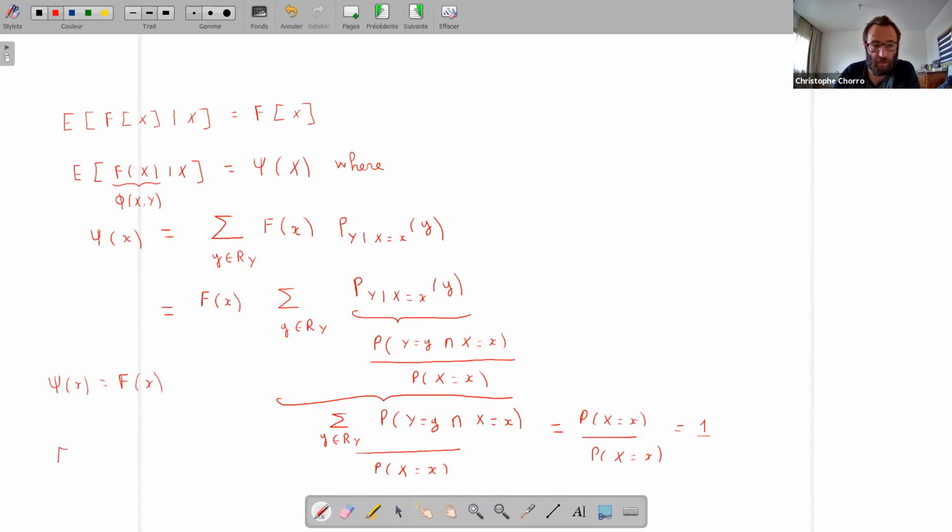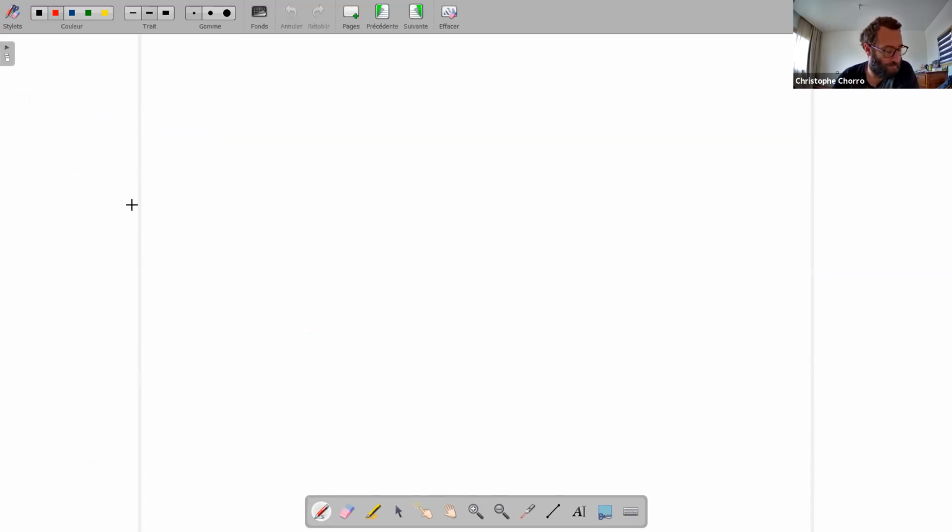And then my conditional expectation given x is just f of x, and it proves statement 2 of my proposition. So if you have to compute the conditional expectation of a function of x given x, this conditional expectation is simply the function of x itself.